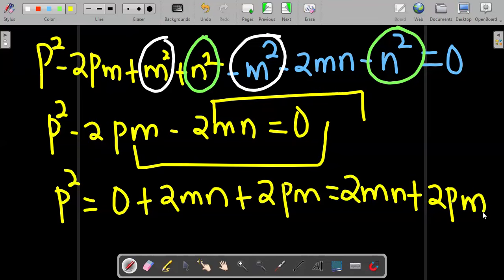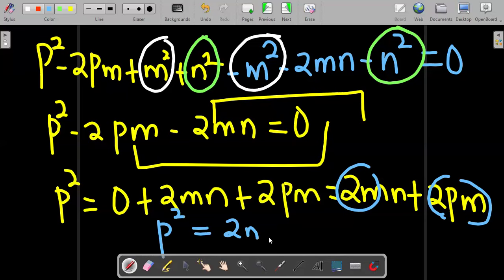Now, if you look at the right-hand side, what is common from it? We have two things common: 2 and m are common from the right-hand side. So let's remove them from both of them. As you do that, I'm going to have p squared is equal to 2m into, if I remove 2m from here, I'm just left with n, bracket n plus, if I remove 2m from here, I'm just left with p. You see it?